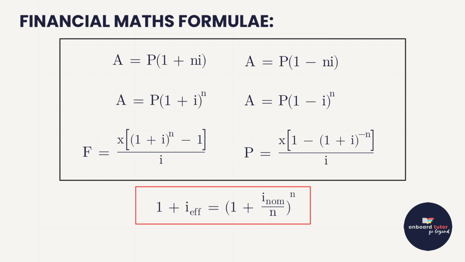We started just by looking at simple interest and compound interest, and that was here with these first two formulae that you're looking at. So A equals P(1 plus ni), that's a simple interest formula, and then when the n, the number of time periods, moves outside of the bracket, that's a compound interest formula. And both of those are important and both of them are relevant.